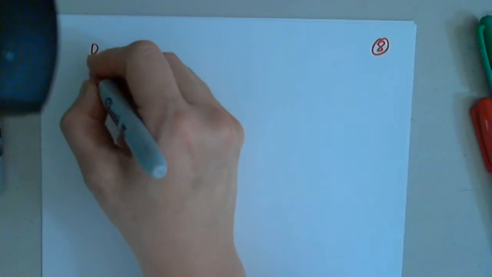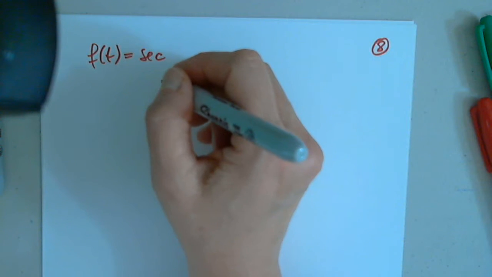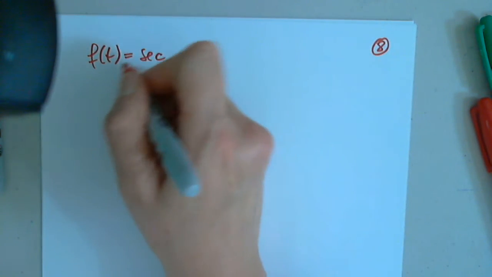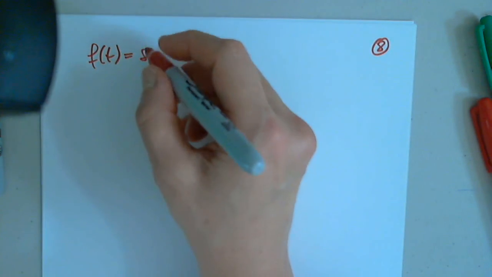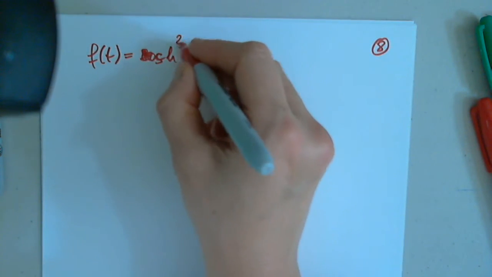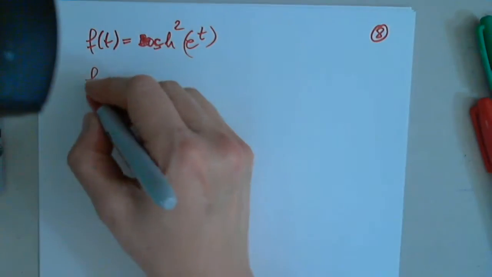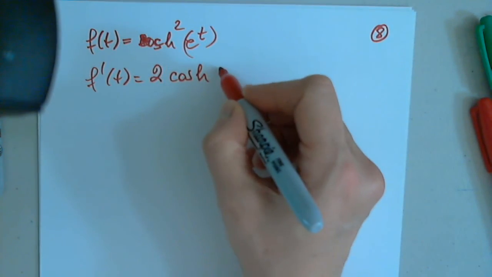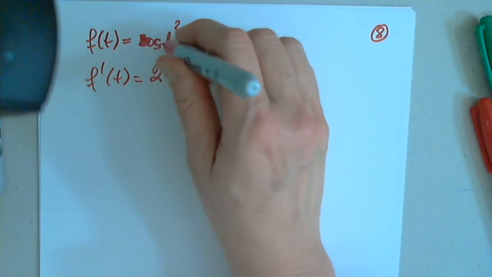Let's say f of t equals hyperbolic secant. I don't want to work on hyperbolic secant, I'm just going to change that. Hyperbolic cosine squared of e to t. So f prime will be 2 hyperbolic cosine of e to t times the inner function prime.